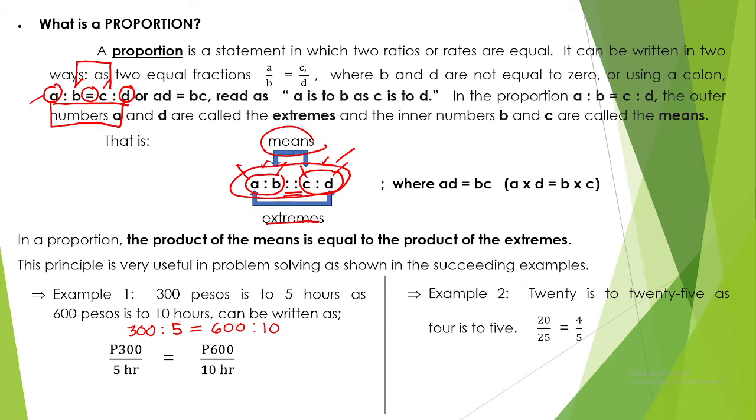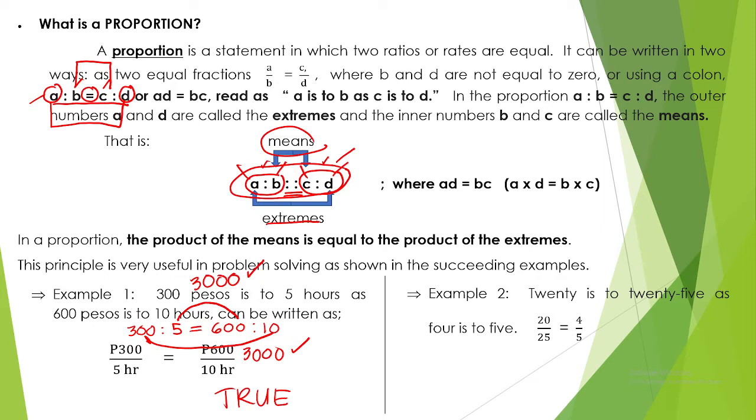You multiply the means. How much is 5 times 600? 3,000. So this is 3,000. What about 300 times 10? 3,000. So they should be equal for your proportion to be true.